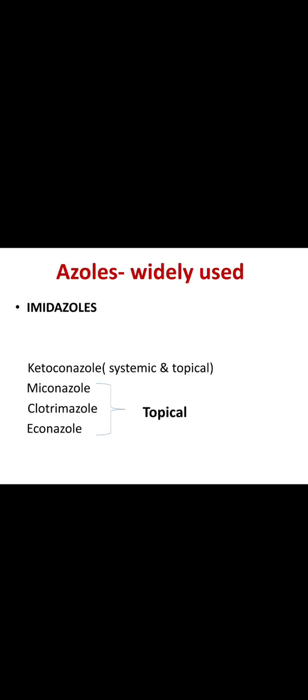which include imidazoles such as ketoconazole, miconazole, econazole and clotrimazole. Miconazole, econazole and clotrimazole are given topically, whereas KZ or ketoconazole is used both systemically and topically. Then triazoles, which include fluconazole, itraconazole and voriconazole.